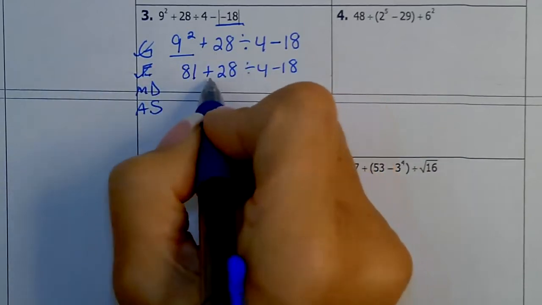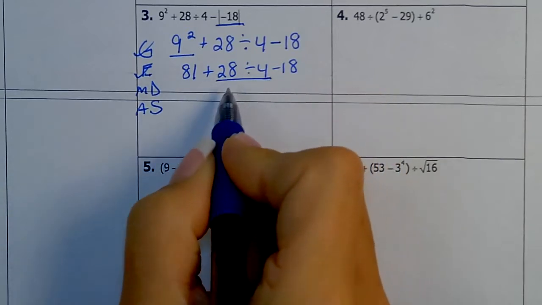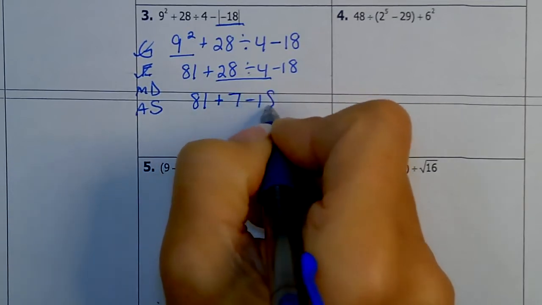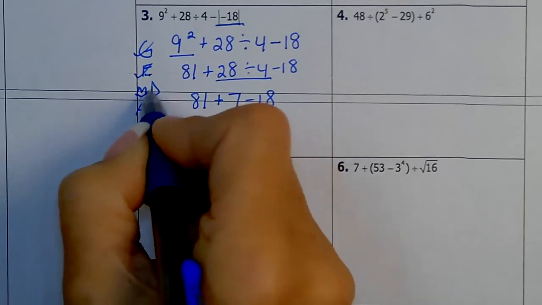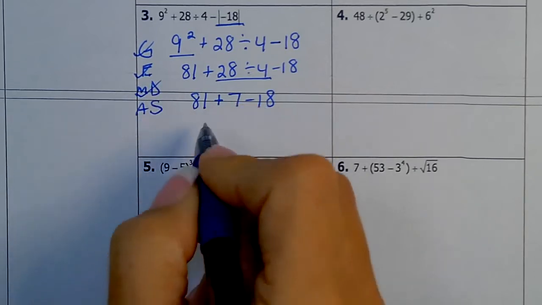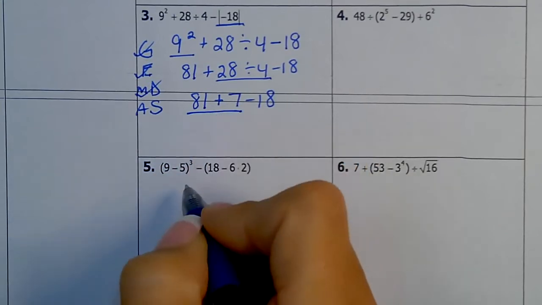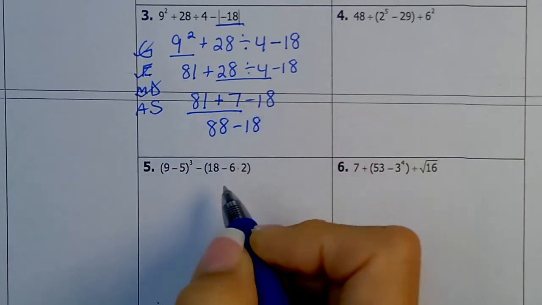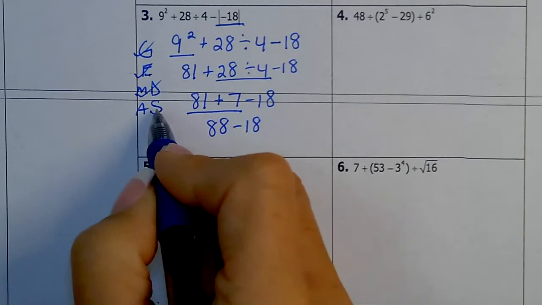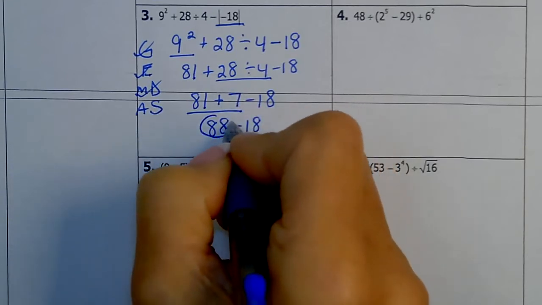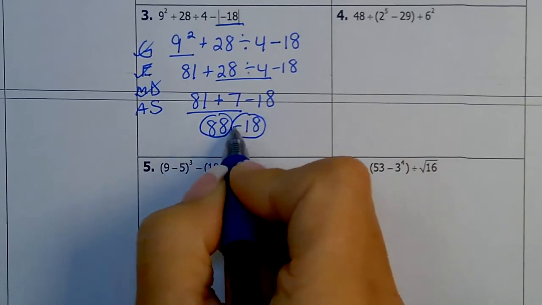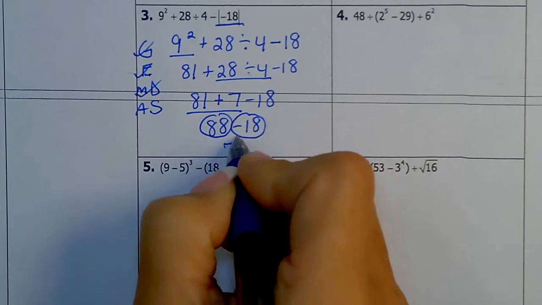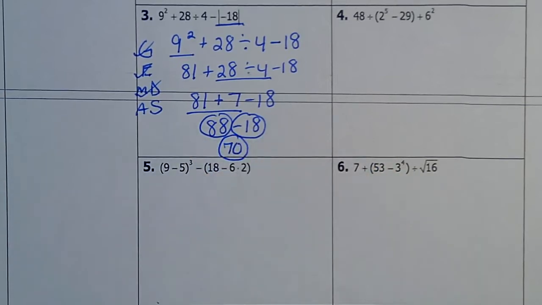Multiply or divide. So this is the first thing I come to, and it's division. 28 divided by 4 is 7. All right, I'm done with multiplying and dividing. Now I'm on to add or subtract, whichever I come to first, which is 81 plus 7. 88 minus 18. Okay, now I need to subtract. So let's circle. I have different signs, so I'm going to find the difference. And this has greater absolute value. So my answer is 70.